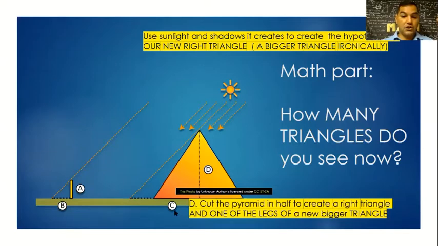You could see the shadow is part of it, and then the base is part. We're going to use part of this base and part of this shadow to create a full length of our new bigger triangle. You made this problem bigger, Mr. E, not smaller. Boy, you're an idiot, Mr. E.